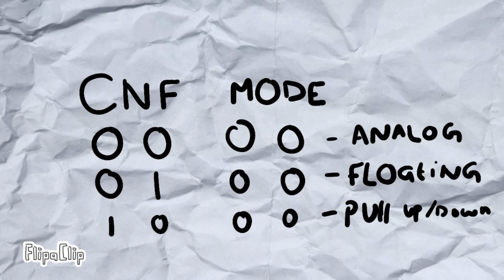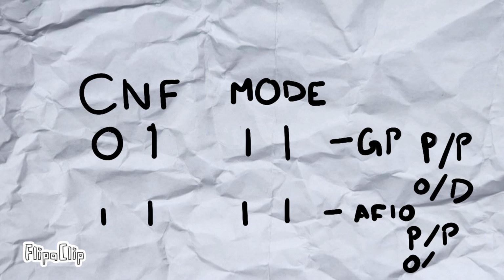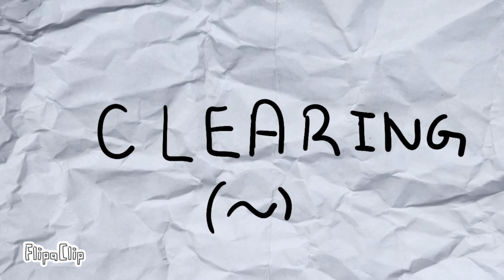In output mode, 0011 is general purpose push pull. If you set it to 01, it will be open drain. If your output is 1011, it will be alternate function input output push pull. If it's 11, it will be open drain. The tilde sign is what you use to clear the ports.